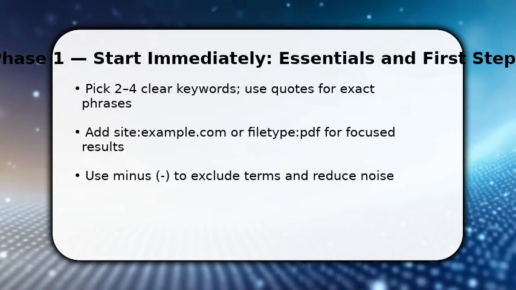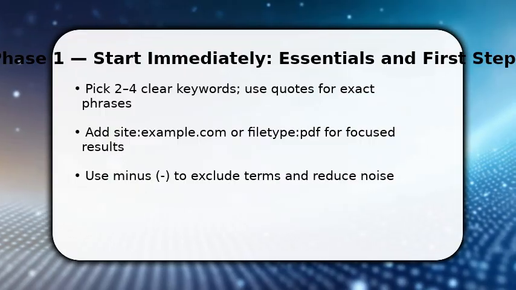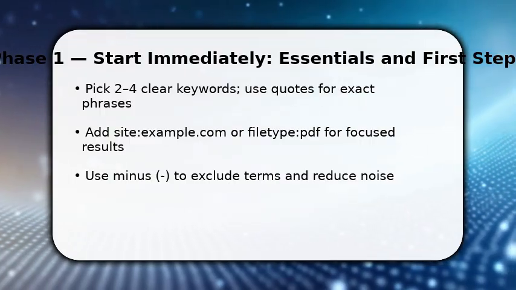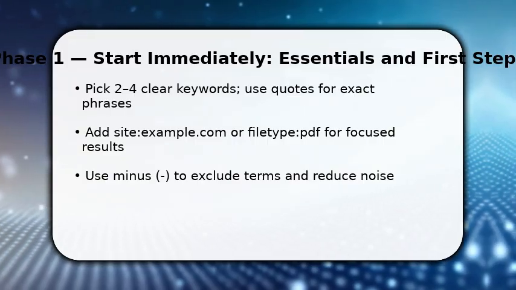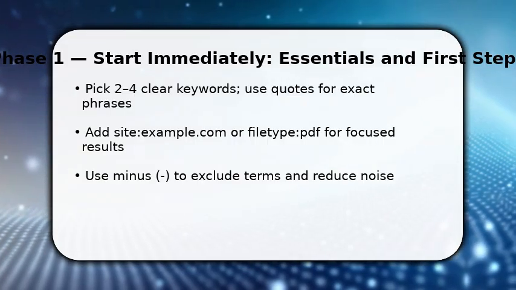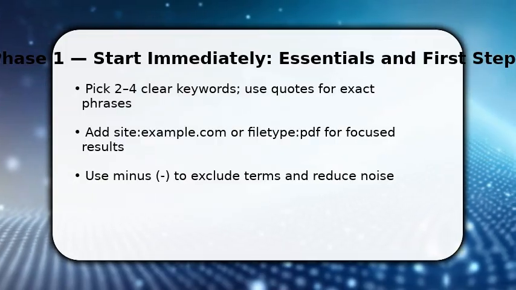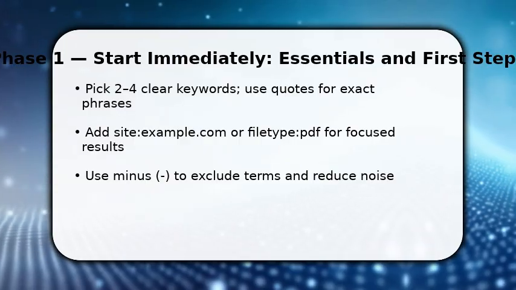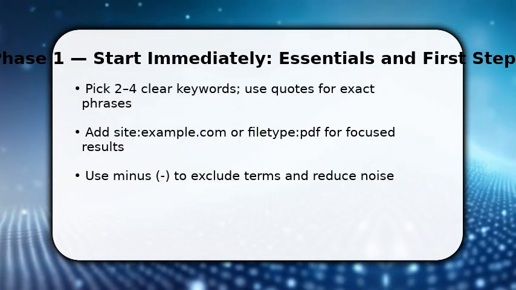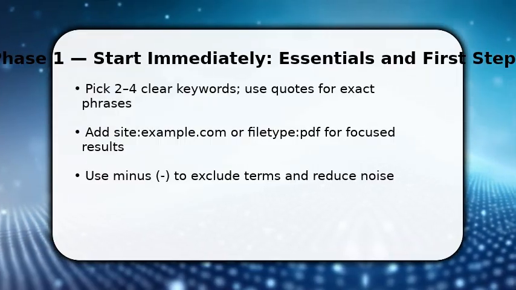You begin by defining a clear question and trimming it to 2 focused keywords. This forces relevance. Once done, wrap exact phrases in quotes to lock order and attach site or file type to target sources. Make sure to use the minus sign to exclude unrelated terms quickly. This narrows results.